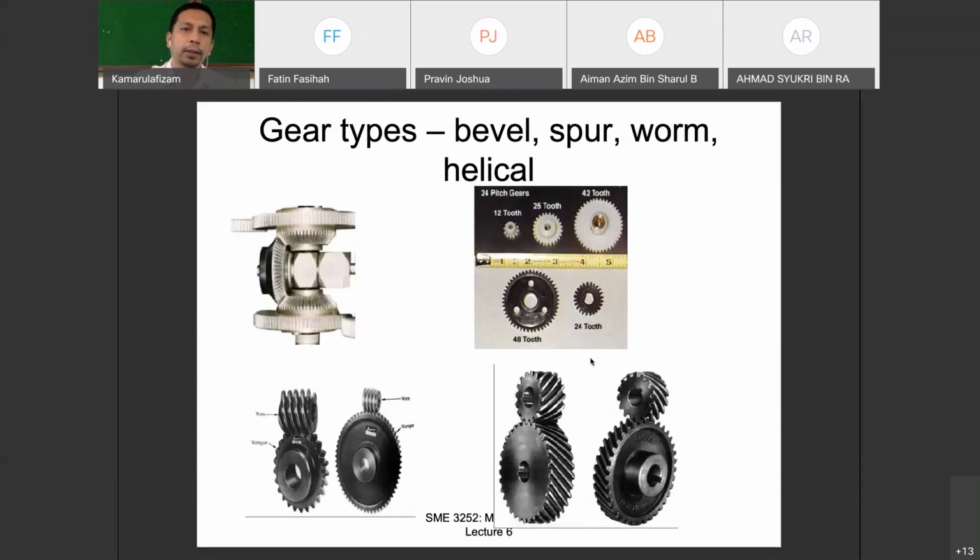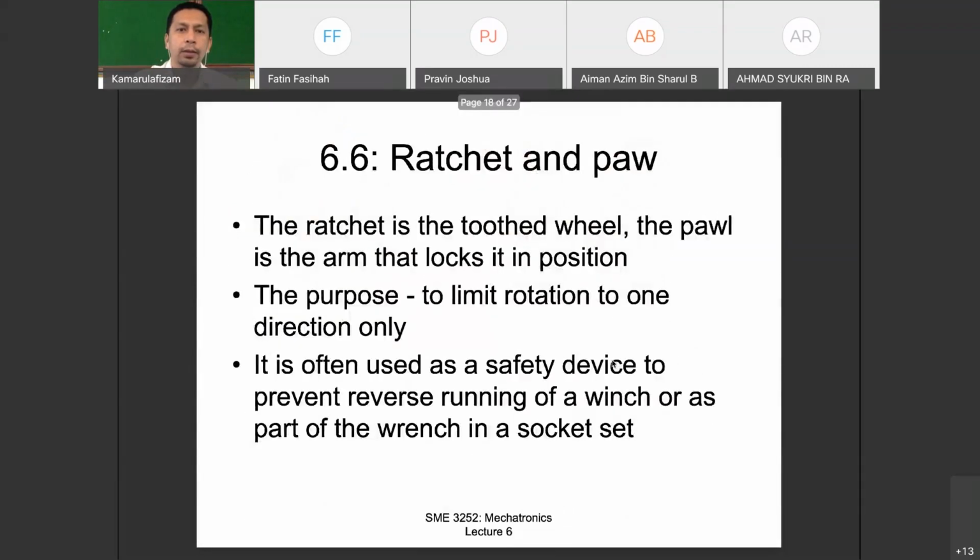And then other than that, we have bevel gear, spur gear, worm gear, and helical gear. Different kind of gear for different kind of motion and dynamics yang kita nak buat lah. Next, we have ratchet and pawl, also pakai gear juga. It's a tooth wheel.